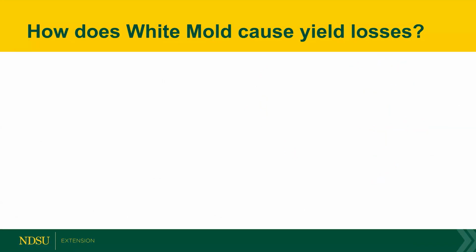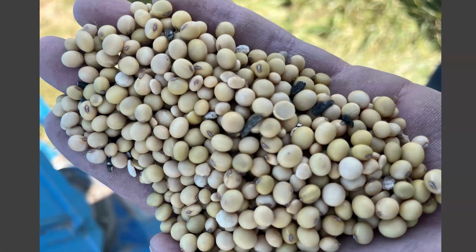So how does white mold cause yield loss? And this is a really big question. I love to show this picture here because it shows a lot, even though it just looks like a little bit of not so great soybean seeds. We see these sclerotial bodies. Now, these sclerotial bodies are what we call foreign objects. And if we were to take that to the elevator, there's going to be a pretty hefty discount if they have these foreign objects within them.